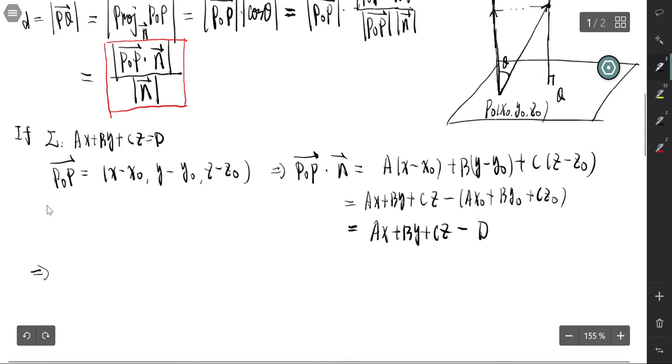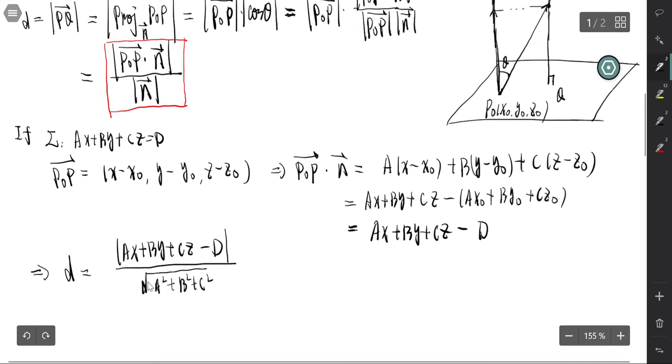That means the distance can be written as ax plus by plus cz minus d, take the absolute value. This is the vector P naught P dot the vector n, divided by the length of n, that is the square root of a square plus b square plus c square. That's the distance. We can use either of these two formulas.